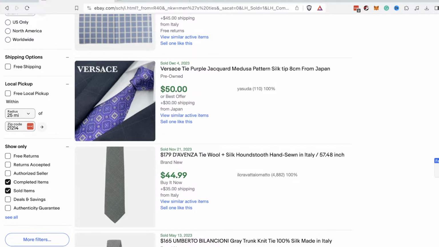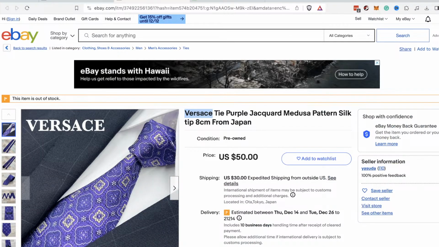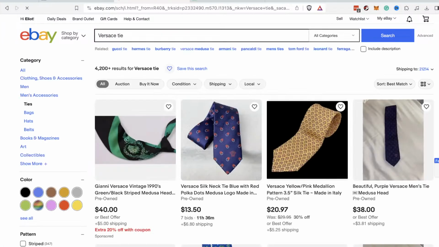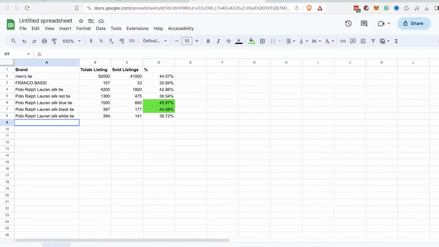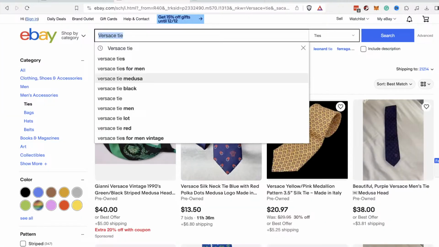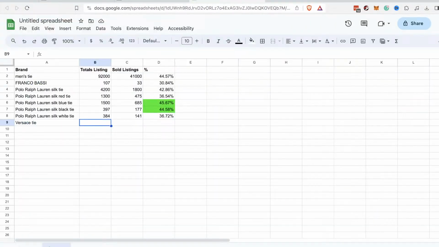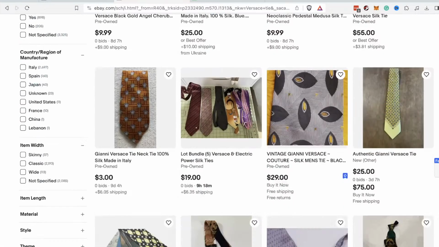Versace. Let's go with Versace. I don't know how much Versace we're going to be able to find in the world, but let's just check it out. So let's go with Versace tie. Let me just copy this. It looks like this is all, so it's 4,200. So just as many as Ralph Lauren silk ties. Versace has just as many ties listed on eBay, which is pretty impressive. So let's look at sold.